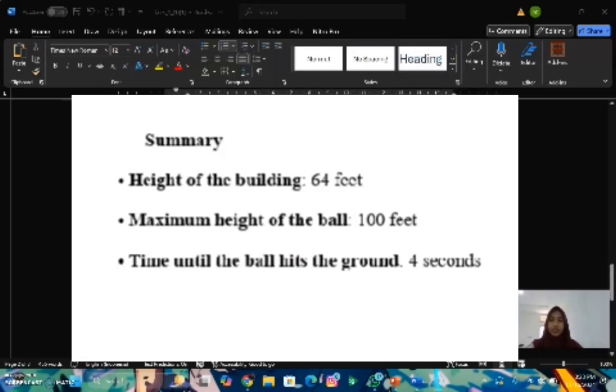So, in summary, the height of the building is 64 feet. The maximum height of the ball is 100 feet. And the last one, the time until the ball hits the ground is 4 seconds.